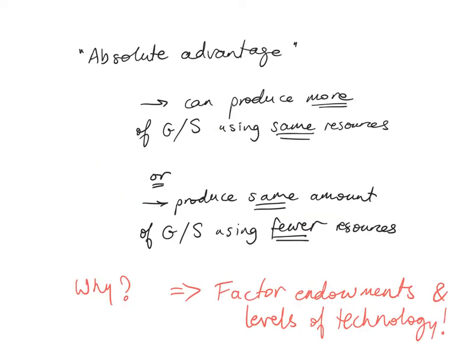What's absolute advantage? Basically, a country has absolute advantage if it can produce more of a good or service using the same resources, or in other words, produce the same amount of a good or service using fewer resources.